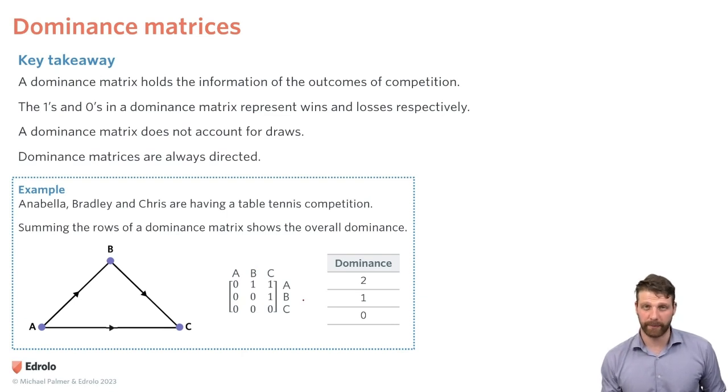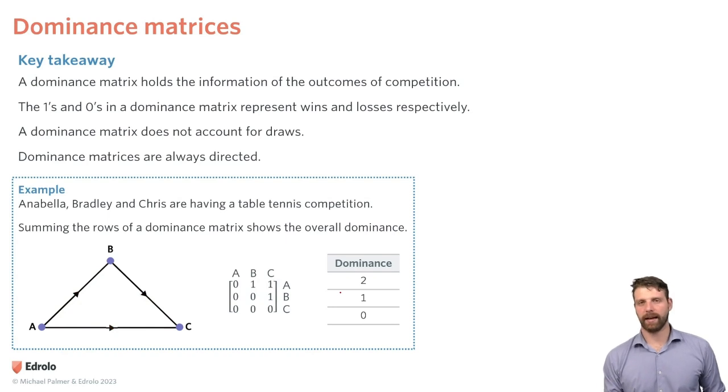We've got a network diagram and an associated matrix here. So let's have a look at that. We can see that Annabella defeats Bradley, and Bradley defeats Chris, and Annabella defeats Chris as well. We can see that here in the matrix. So Annabella defeats Bradley and defeats Chris. We can see that Brad defeats Chris, and Chris doesn't defeat anyone, so there's 0s.